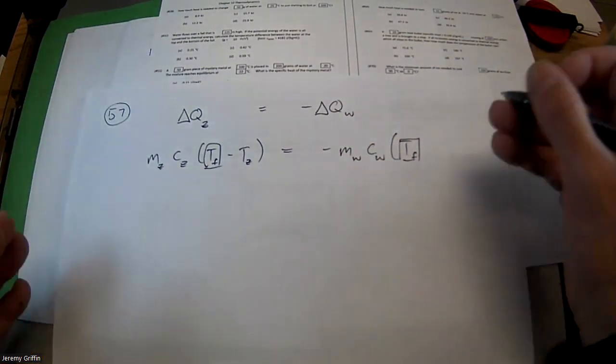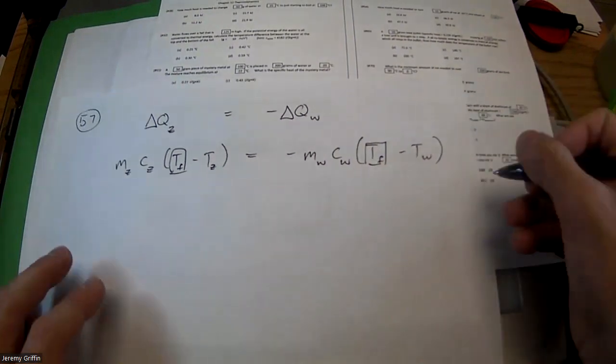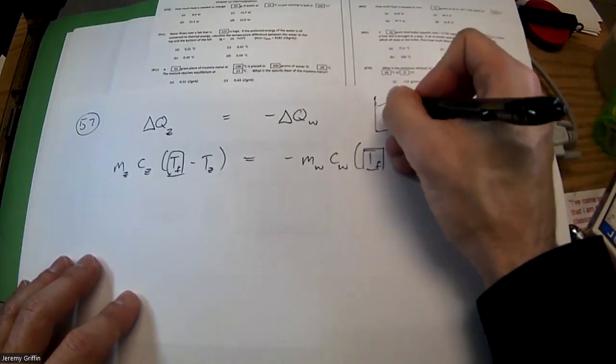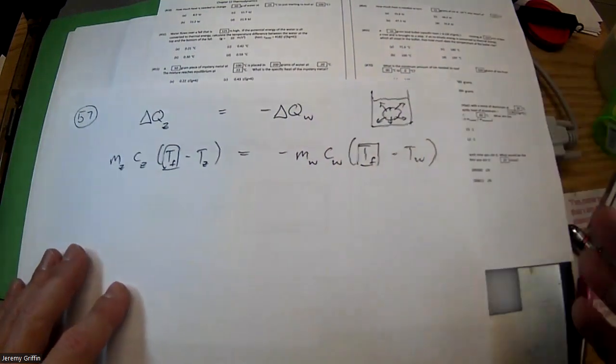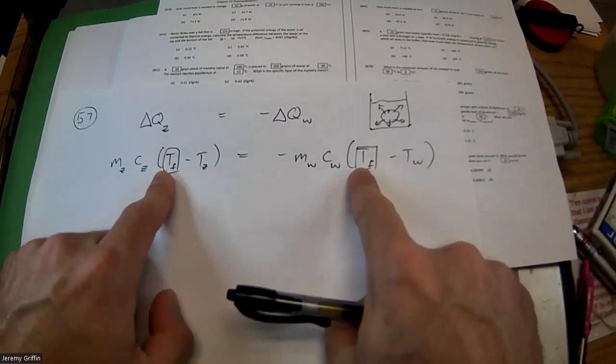So that's T final of the water, which is T final we're solving for, because they're going to reach equilibrium, minus the initial temperature of the water. So here, little picture here, beaker water, zinc. The zinc is losing heat energy to the water. The water is exactly picking up that heat energy, and they're going to stop that heat exchange when they reach the same temperature. And we're solving for that temperature.